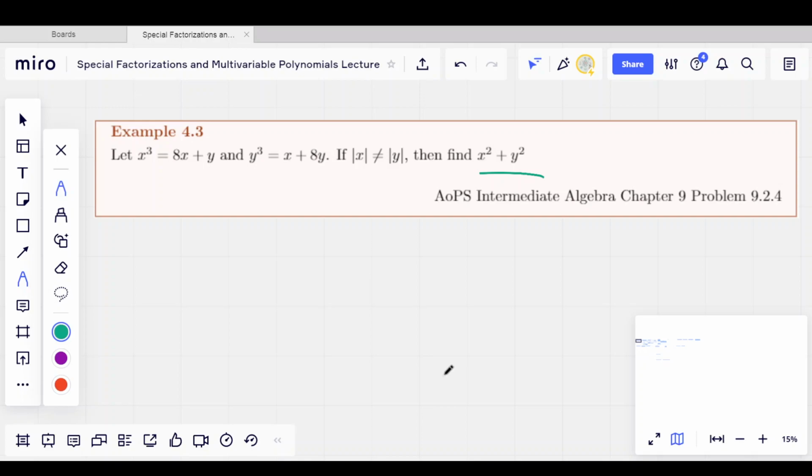Okay, so I'm assuming that you've gotten a try at this. If you're watching this recording on YouTube, you can pause the video. But I'll just solve this problem now. So you see these cubes. You can actually use the sum of cubes and difference of cubes identities. So we just add these two, and we get x cubed plus y cubed is equal to 9 times x plus y.